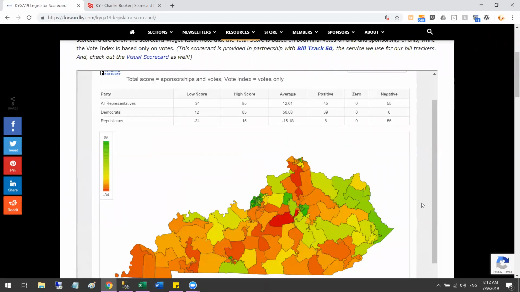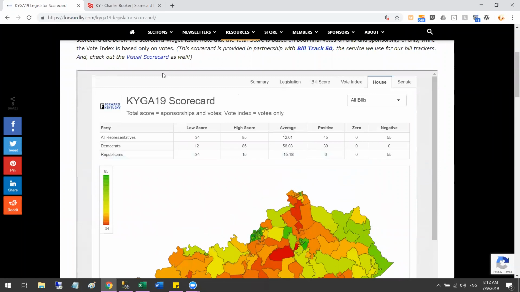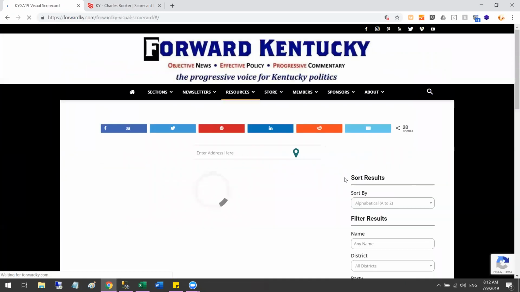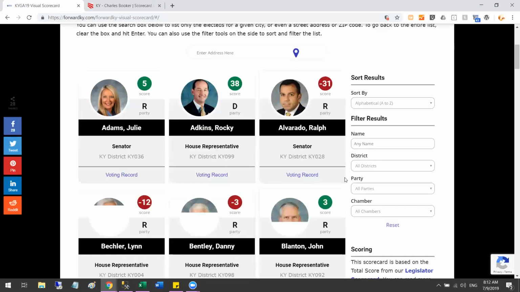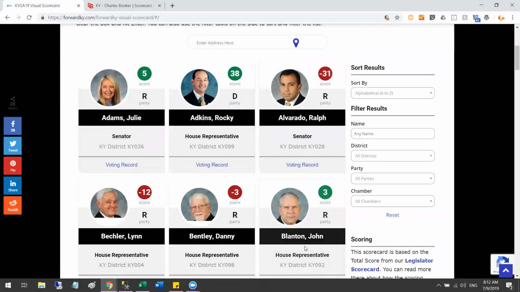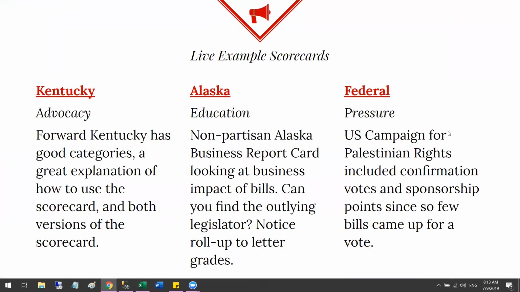So this is a great example scorecard that you can explore. They also have a prettier version of the scorecard. If you're not so charts and graphs oriented, we also have a version that is much more people and picture oriented, so that you can look at the people instead and have it be a presentation with the different scores set up that way. All right, so that was one live demo of a scorecard as published by BillTrack50. You can explore these other ones if you're interested in seeing a federal one or some other ones. You can also see what these people were attempting to do with their scorecards.